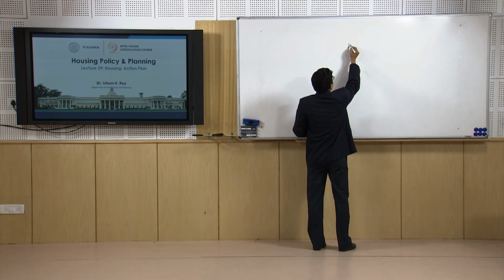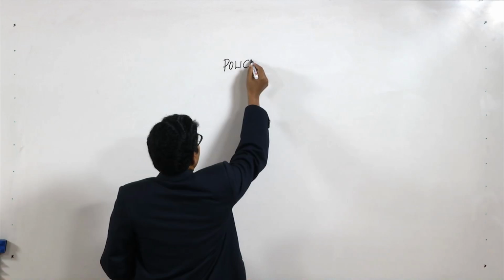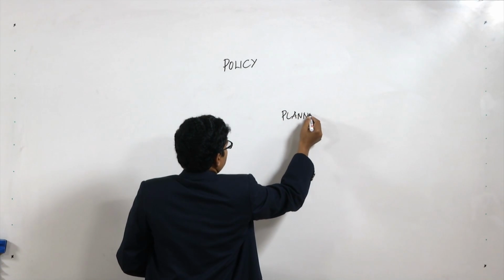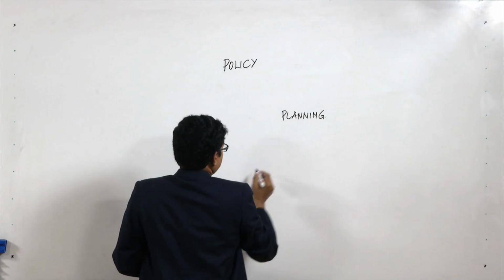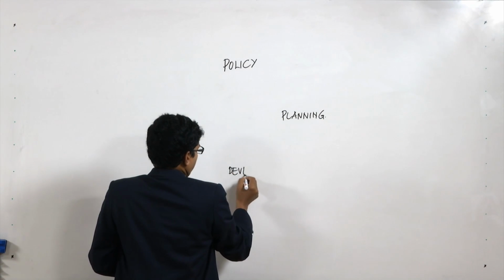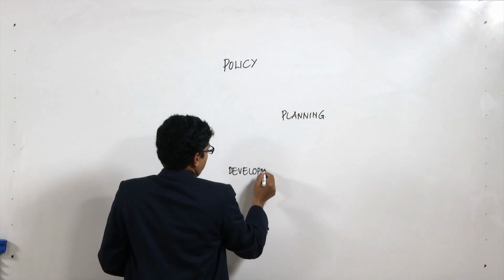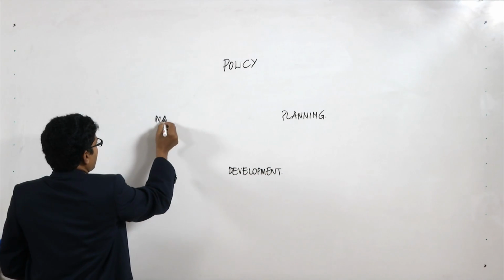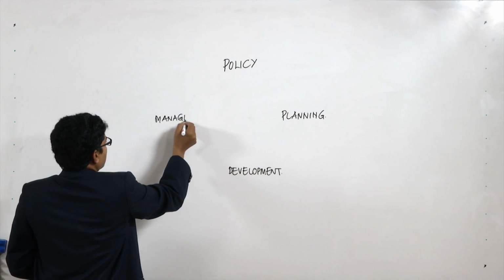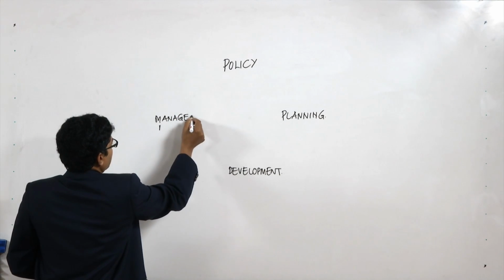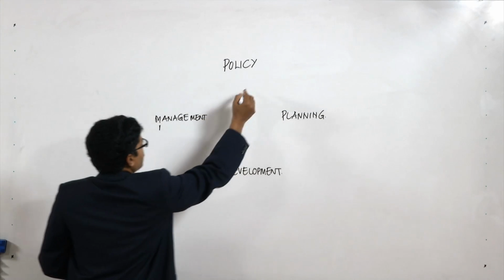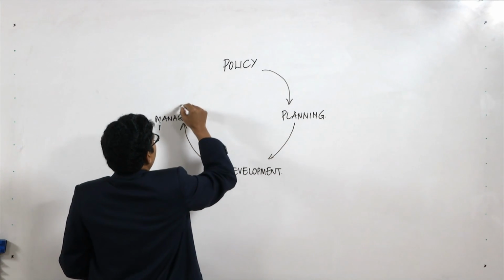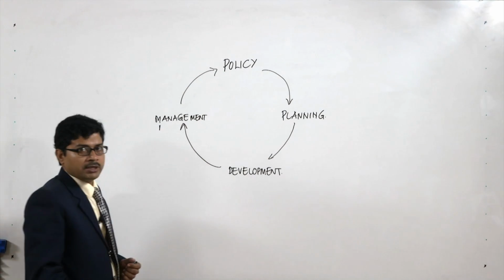So, we started with the discussion on policy, then we discussed planning, development, and then management. So, we discussed that this is a very important cycle in the housing development. Now, what are the issues?